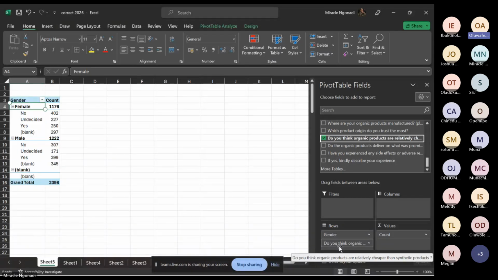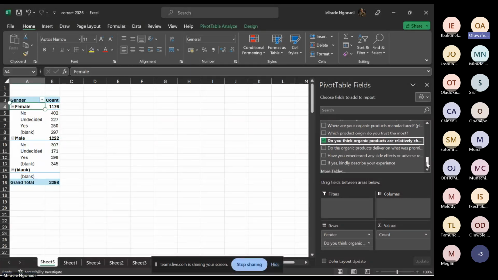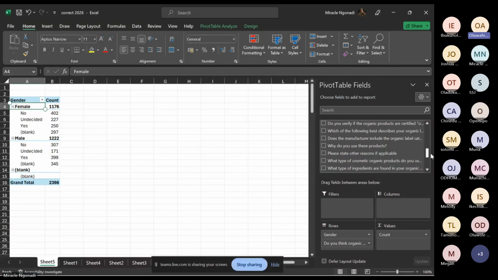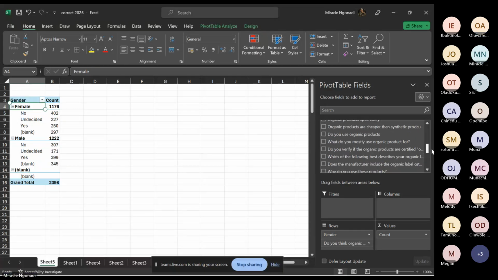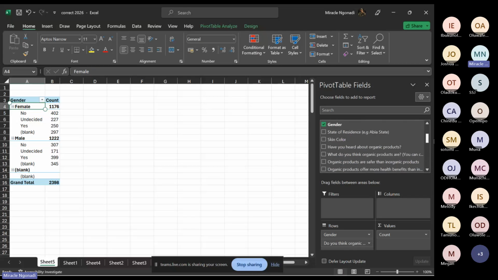So let's look for more questions here. Does skin tone matter about how they feel about this thing? Does skin tone really matter? So which means you need to go find a question that asks their skin type. So you can drag that into columns. Into? Columns. Is it skin color? Yes. I should drag into columns. Yes.